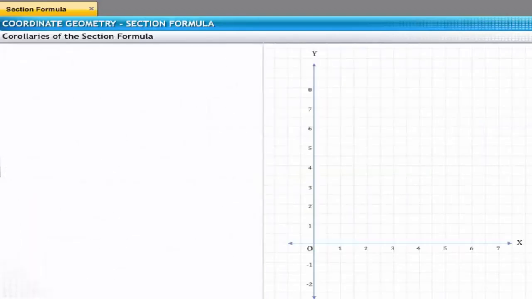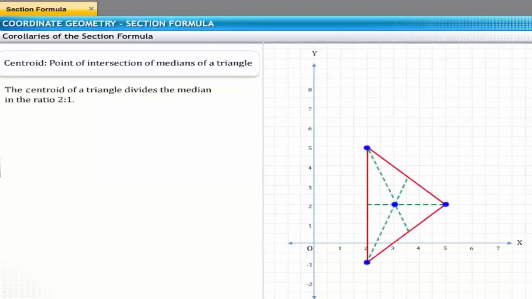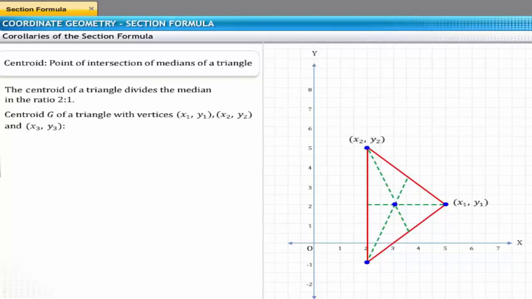The second corollary relates to the coordinates of the centroid of a triangle. The centroid of a triangle is the point of intersection of its medians. The centroid of a triangle divides the medians in the ratio 2:1. Thus, based on the section formula, centroid G of a triangle with vertices (x1, y1), (x2, y2) and (x3, y3) is ((x1 plus x2 plus x3) divided by 3, (y1 plus y2 plus y3) divided by 3).